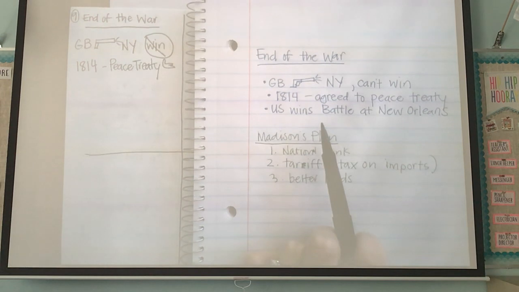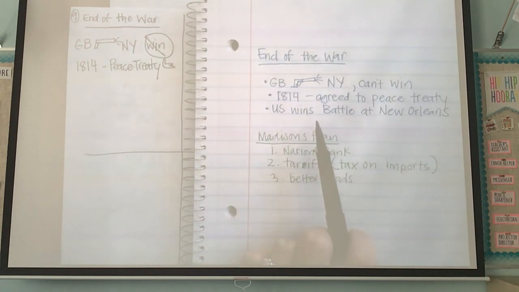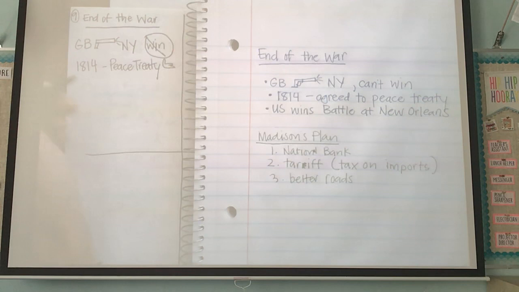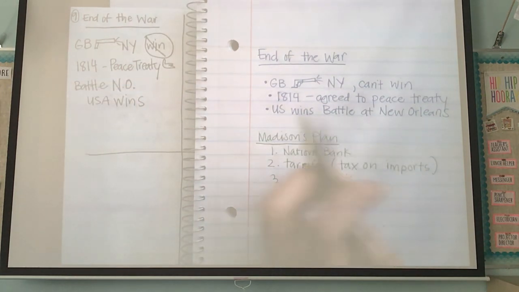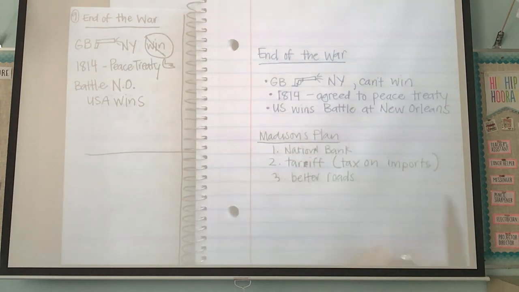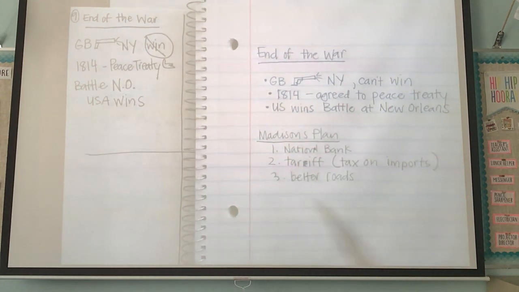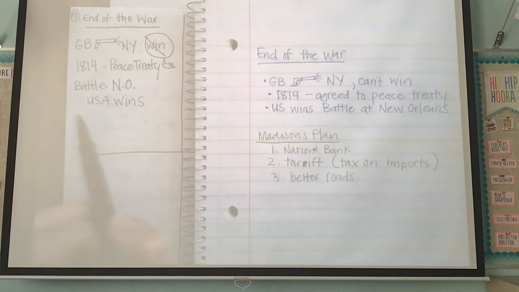The next bit of information I have is U.S. wins battle at New Orleans. So I think I'm going to reverse my order, and I'm just going to put battle, and I'm going to put N-O for New Orleans, and then underneath I'm going to write USA wins. This section of our notes was really short, so we didn't get too much shorter on our picture timeline, but that's okay. All right, I'm going to move on to my next section. If you are not finished, just hit pause, and then you can start it back when you're ready to go.